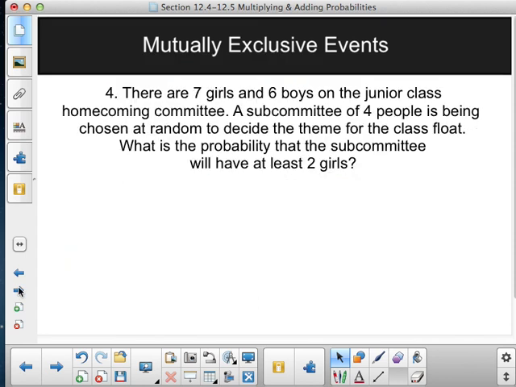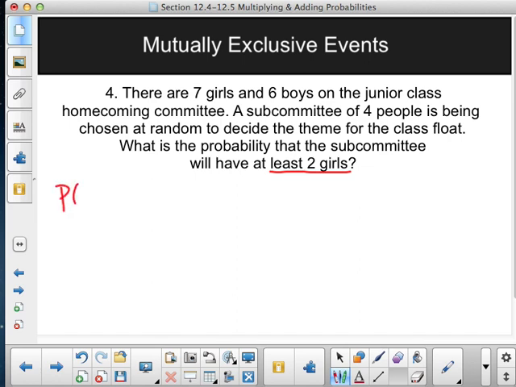All right, example 4. There are 7 girls and 6 boys on the junior class homecoming committee. A subcommittee of 4 people is being chosen at random to decide the theme of the class float. What is the probability that the subcommittee will have at least 2 girls? Okay, at least 2 girls.